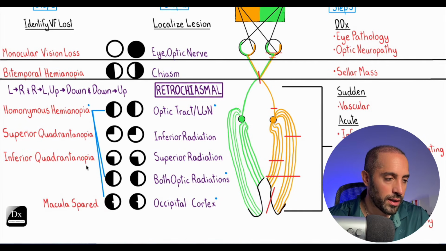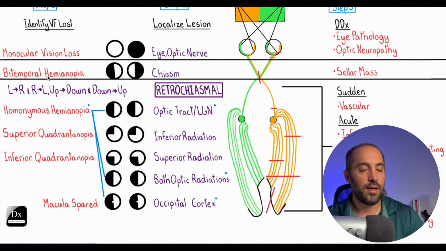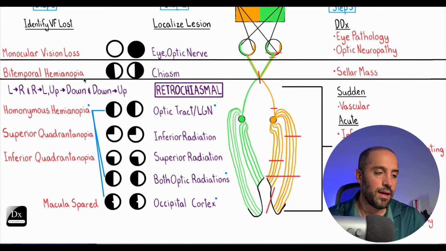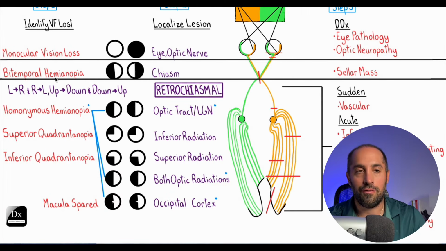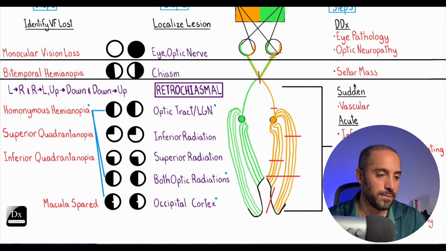So we already talked about monocular vision loss. This is bitemporal hemianopia. Why is it called hemianopia? Hemi just means half. Anopia means without vision. So when we say hemianopia, we're saying half of the visual field is gone. And bitemporal, we're talking about temporal side, not medial, but temporal. So bitemporal hemianopia, if you can identify that in your patient, you've localized a chiasmatic lesion, and usually it's due to a mass like a neoplasm.